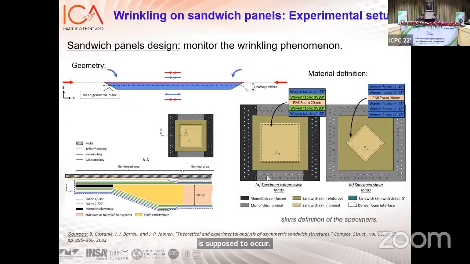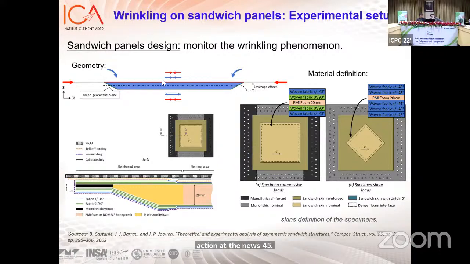For the compression specimen, this is the A. I hope you can see my mouse, okay? You have the 0 degree direction, and this is a square area. And then to enter the load, we have ply drops and different density of foam. So it's quite complex, but it is also close to the real design. For shear, we have an area of interest in the form of a lozenge, okay? Because shear means compression at plus 45 and traction at minus 45. Or the opposite, it's not a matter of sign, okay?